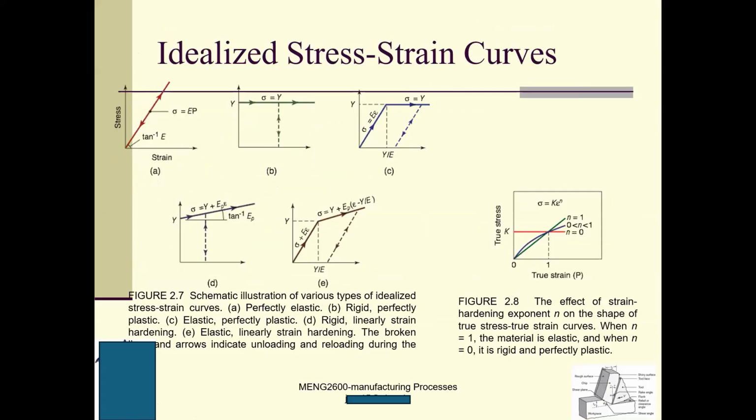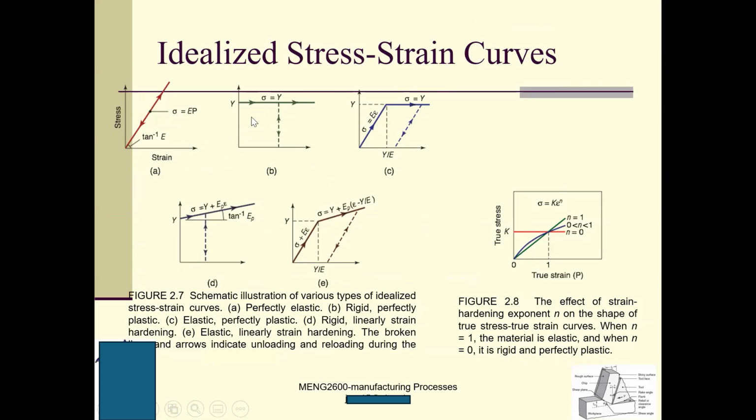Now, idealized stress-strain curves. This one is perfectly elastic. That means we just assume this, but it does not exist at all. Here is the perfect elastic case: you always go from the origin, apply load, then remove the load, and come back to the origin. So this is perfectly elastic.